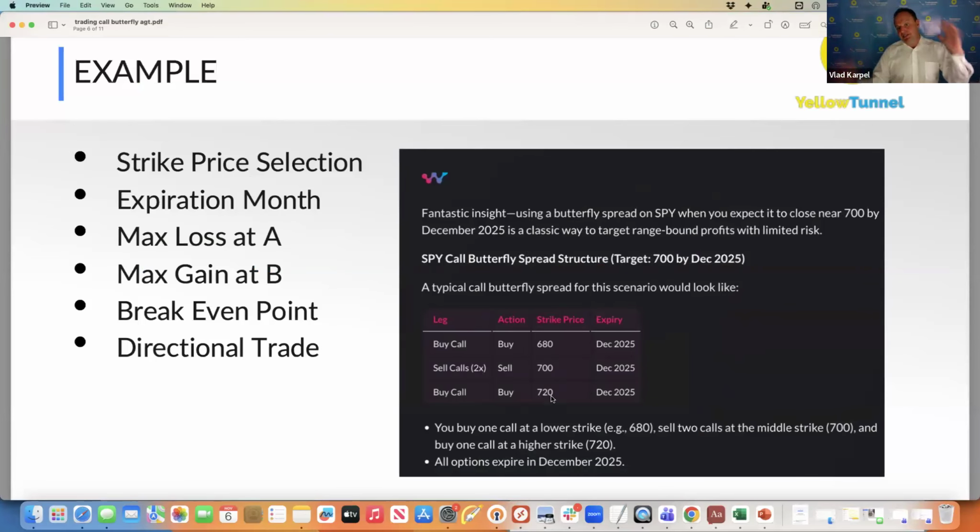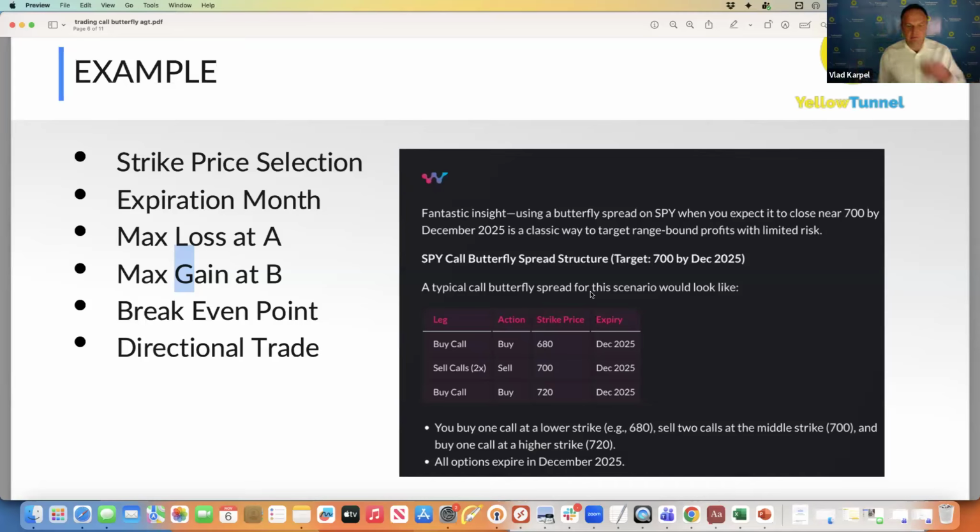As long as the market settles between 680 and 720, ideally closer to 700, the closer you get, the higher the profit is, right? But if we settle below 680 or if we go through the 720 strike very rapidly, that's when you're locked into your maximum loss, which is your debit, right? So that's the idea of maximum loss and maximum gain. Maximum loss if we're below 680, maximum gain if we're at 700, and maximum loss again if we're at 720 or above. So you buy one call at the lower strike and two calls at the middle strike.